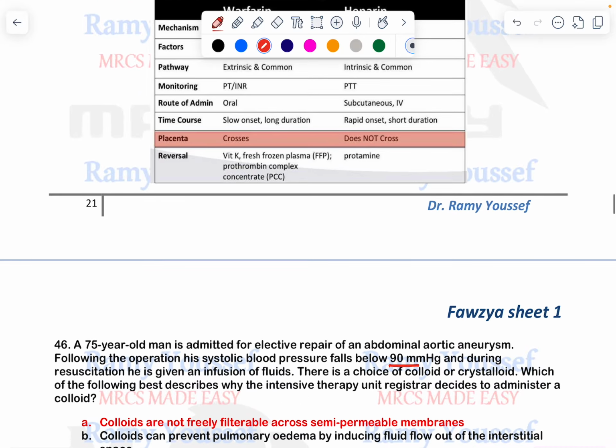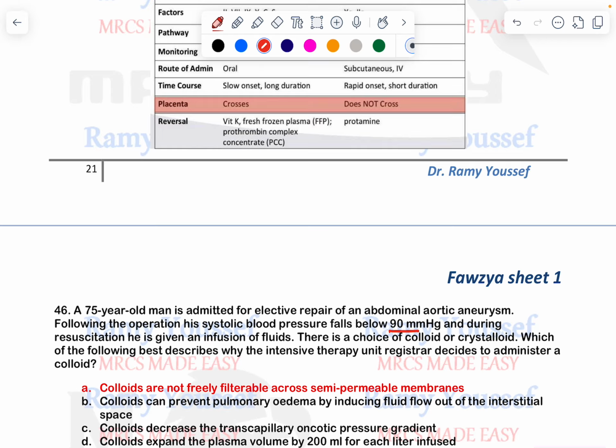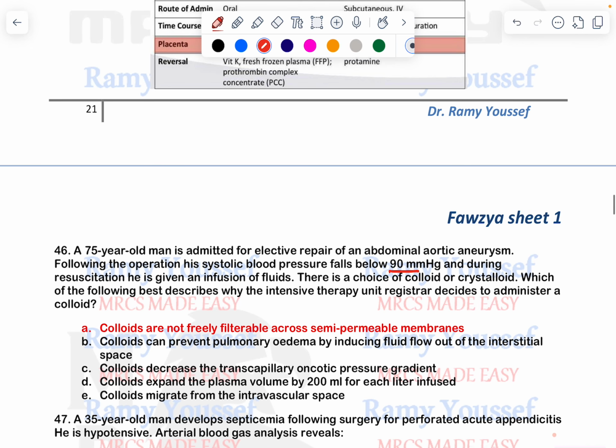Colloids are not freely filterable across the semi-permeable membrane. So it is not transferred, that's why it remains in the vessel, but the side effects are more, that's why crystalloids are preferred.